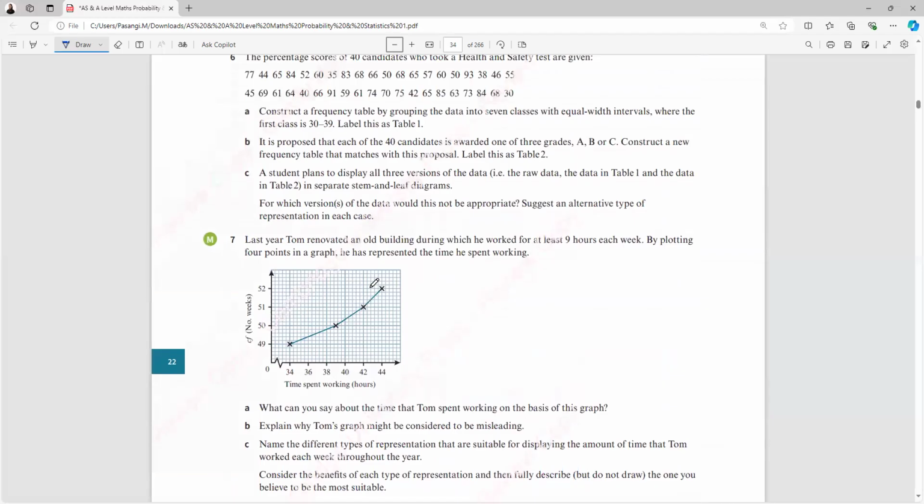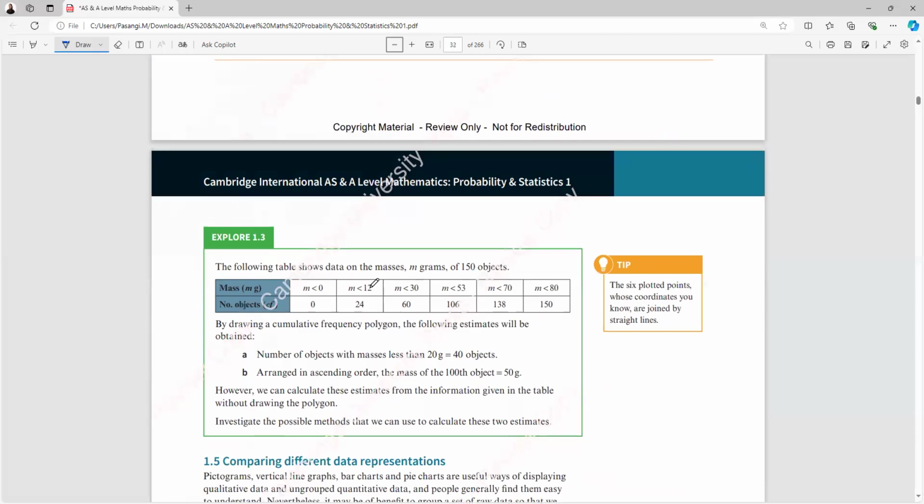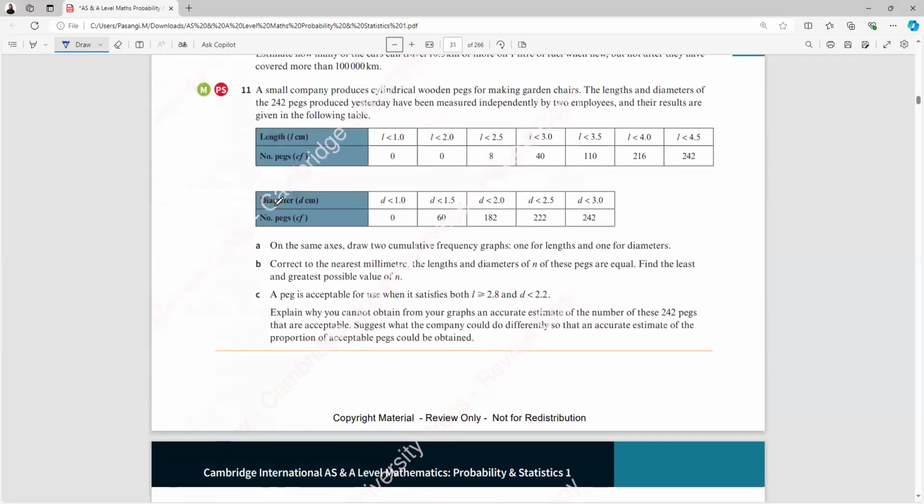Okay, and teacher, I had a small question from that 11th question. Teacher, they have said to draw two graphs on the same axis. So how should I name the axis? The 11th question, right? Okay, then what you can do, on the same axis, draw two cumulative frequency graphs, one for lengths and one for diameters.